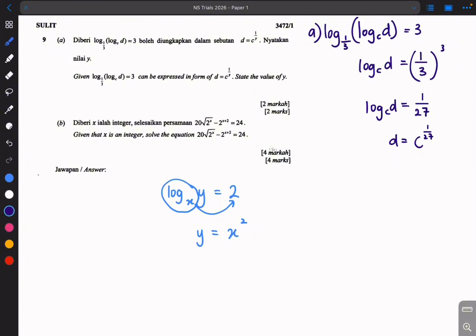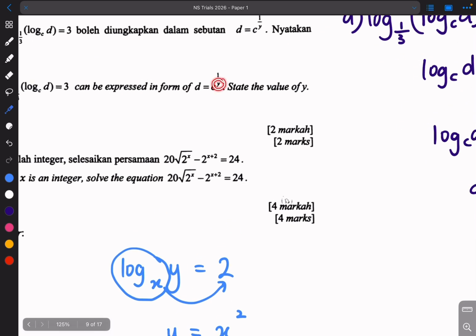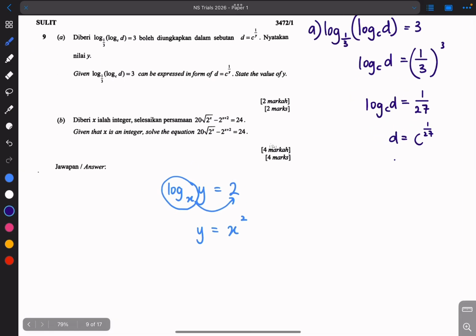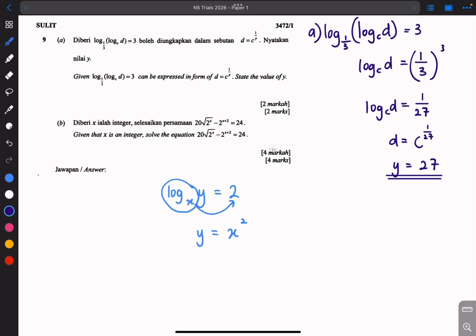equals D. Okay, so remember when you move the log, the base will push the number up, becoming a power. And then the log will go missing. So here we are just left with D. So we have already expressed it in this form. Now they want us to state the value of y. So y would be 27. Done. That'll be the answer for A.